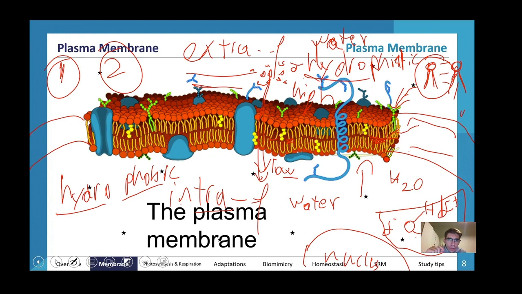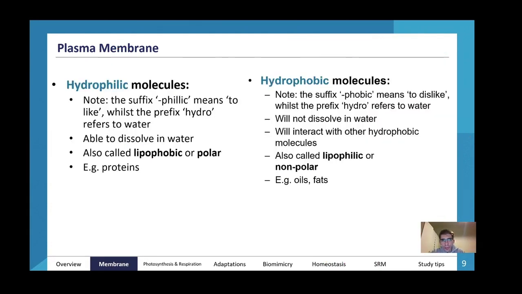Now, this can be simple diffusion, so small molecules can literally go straight through there, that's fine. It can be facilitated diffusion with the aid of carrier proteins. Or it can be active transport, where things are going against the concentration gradient and you need energy to do that in the form of ATP. But we're going to talk more about it later.